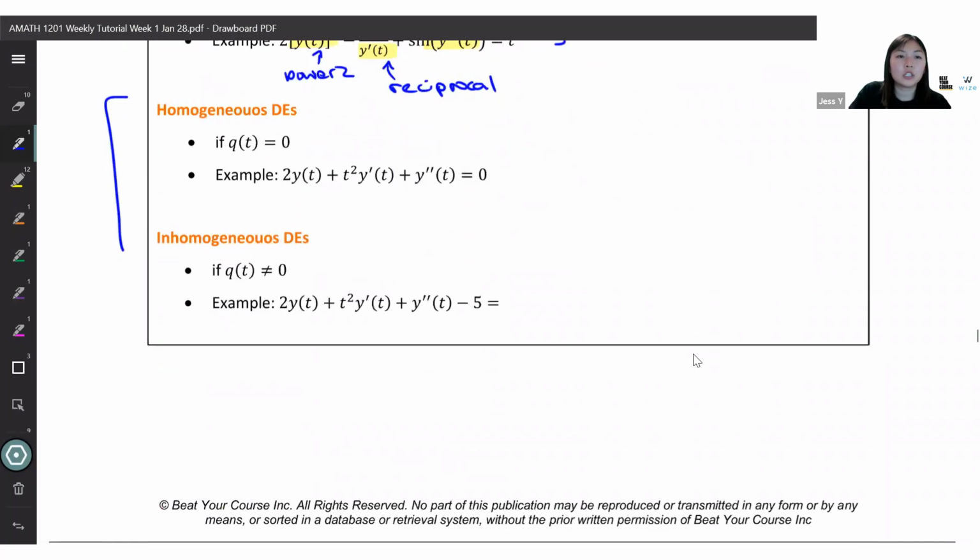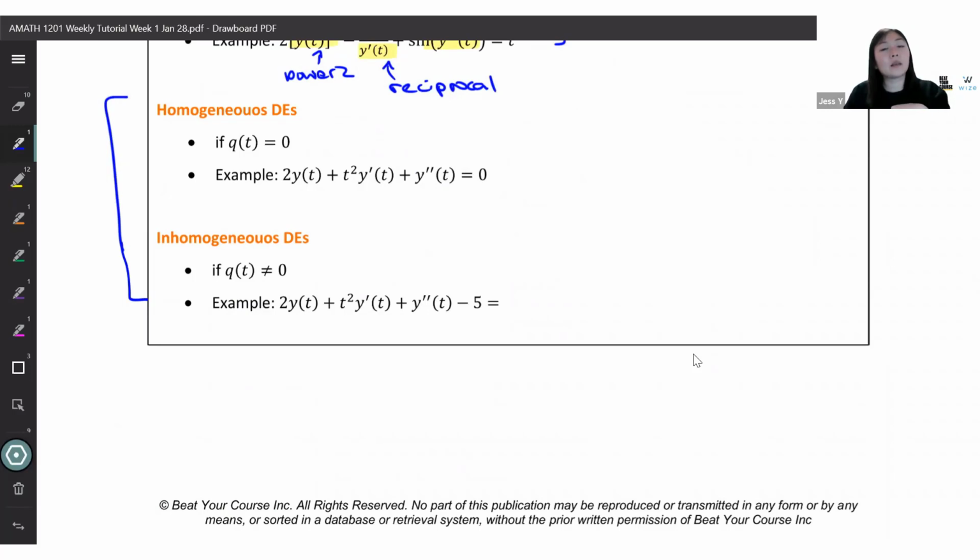Homogeneous versus non-homogeneous. These are also two types. These ones are easy to spot. The part that doesn't have any y's, we always write them on the right-hand side of the equation. If there's nothing there, if it's 0, then it's homogeneous. If it's non-zero, it's inhomogeneous. Sorry, there's a typo there. There should be a 0 there.